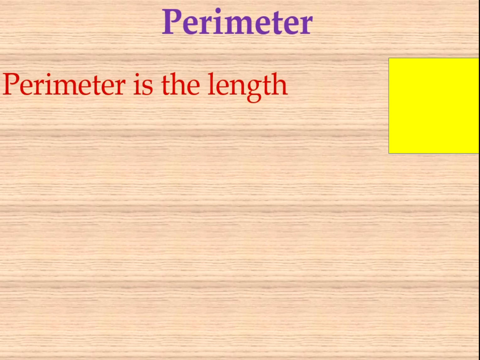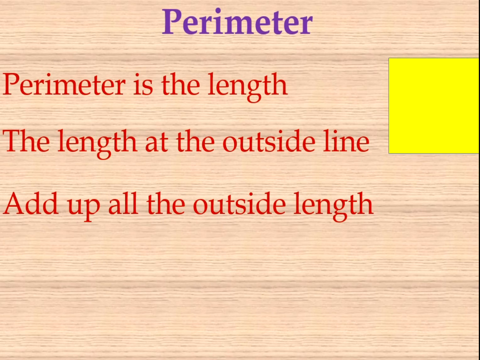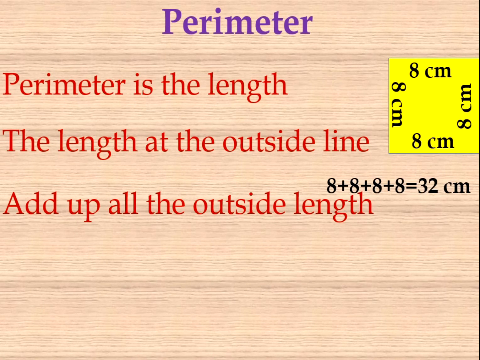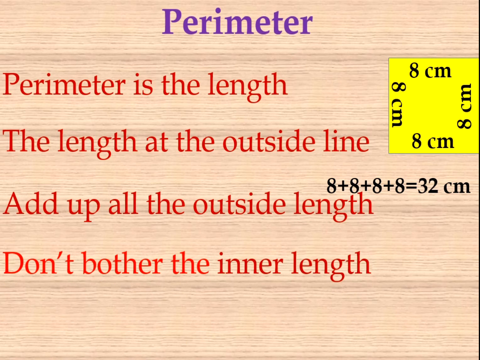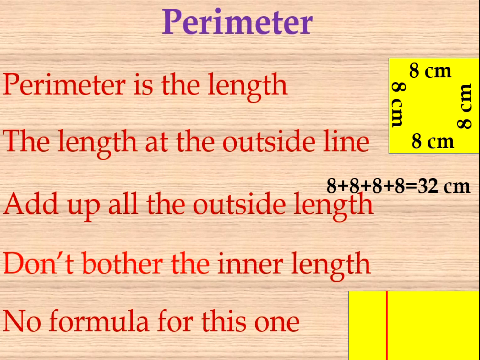Perimeter is the length. The length is the outside line. Add up all the outside lines. It is the border, the inner line. No formula for this one.